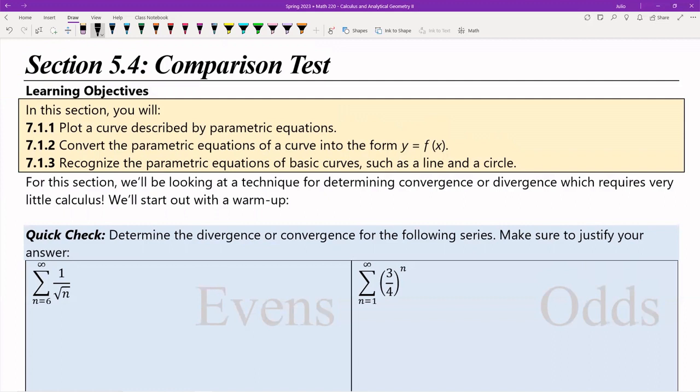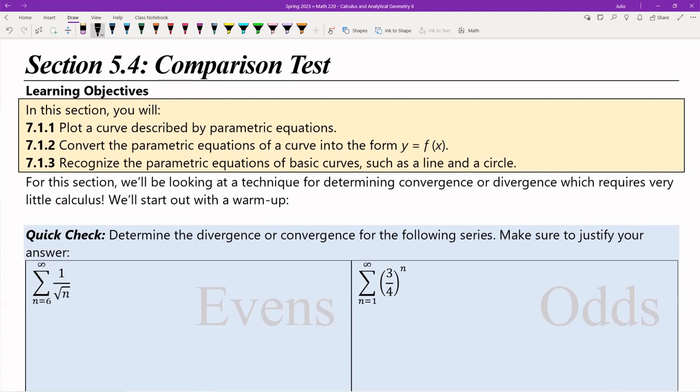Hello, everyone. This is the lecture for section 5.4, the comparison test. So in the previous couple sections, we learned about sequences and series. In section 5.3, I gave you 2 or 3 different theorems on how to determine divergence and convergence. This one's just adding one more test, one more strategy to our toolkit to determine if we have something that is convergent or divergent.